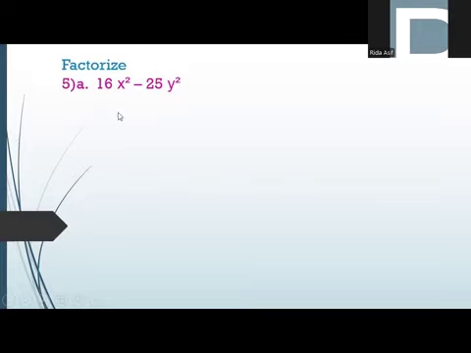Difference of two squares. We can see that 16 is written. 16 is a square of 4 and x square is a square of x. So we can simply say that 16x square is a square of 4x. What about 25? 25 is a square of 5 and y square is a square of y. So according to our question, our x is 4x and our y is 5y.